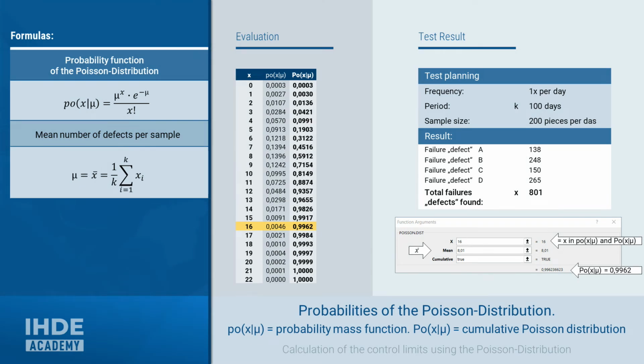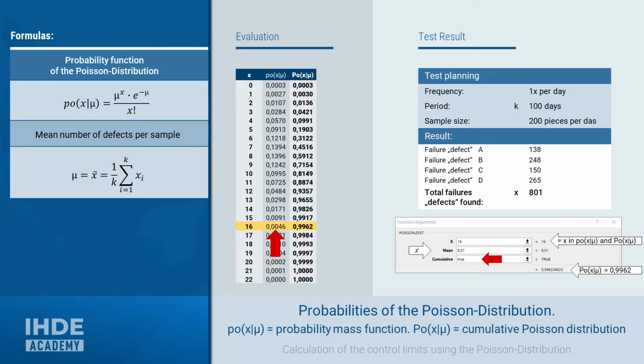Now we come to the actual calculation of the control limits using the Poisson-Distribution. We do this with MS Excel and the Poisson.dist function. See below on the right. In the first input field, x, we need to enter the number of defects for which we want to calculate the probability of finding exactly this number in a sample. For example, what is the probability that exactly 16 defects are found in a sample? So, if you expect 16 defects, then enter 16 in the first field. The mean field here corresponds to the average number of defects per sample. We had previously calculated this x bar, and it is 8.01.